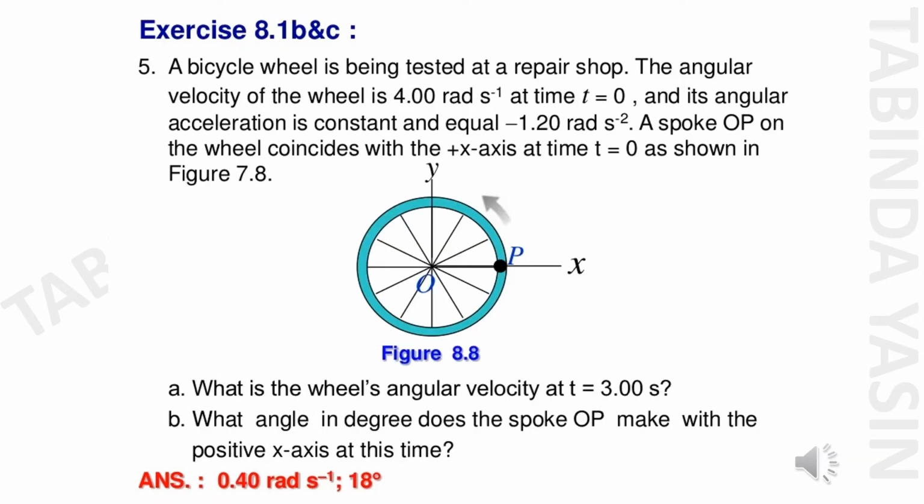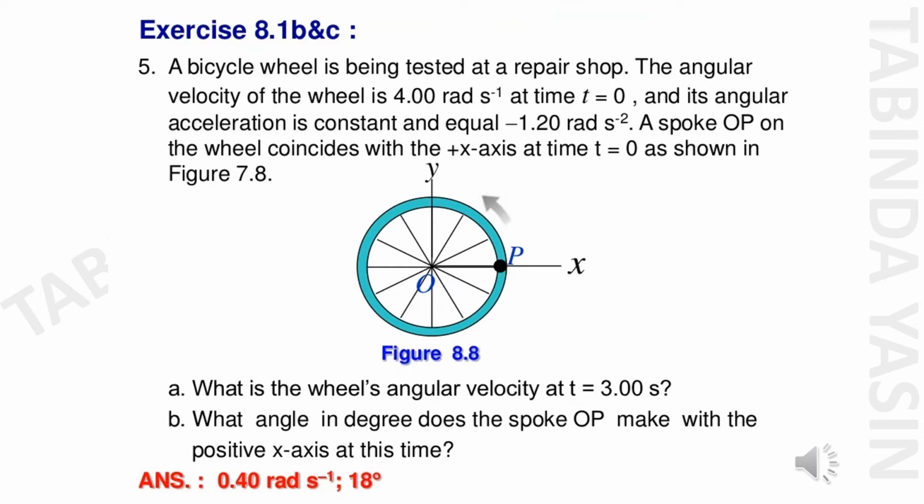A bicycle is being tested at a repair shop. The angular velocity of the wheel is 4 radian per second at time t equals 0, and its angular acceleration is constant and equal to minus 1.20 radian per second squared. A spoke OP on the wheel coincides with the positive x-axis, as you can see in the picture, at time t equals 0 as shown in the figure.